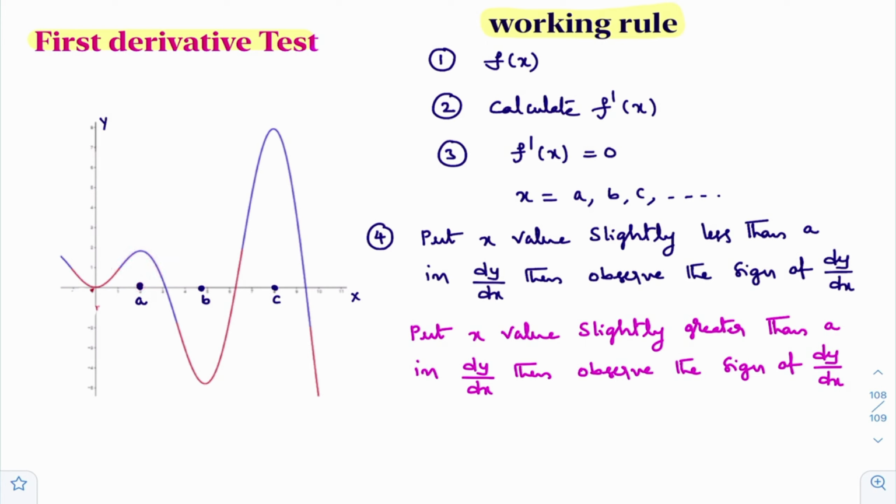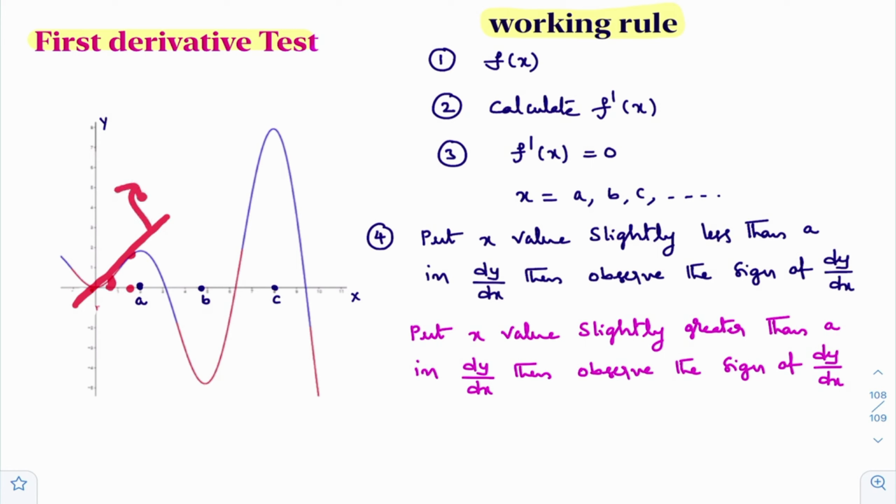Here, if I take a value which is slightly less than A, at that point, if I draw the tangent, you draw the tangent at the point where x value is slightly less than A. You can observe this line makes an acute angle. This tangent makes an acute angle with the x-axis.